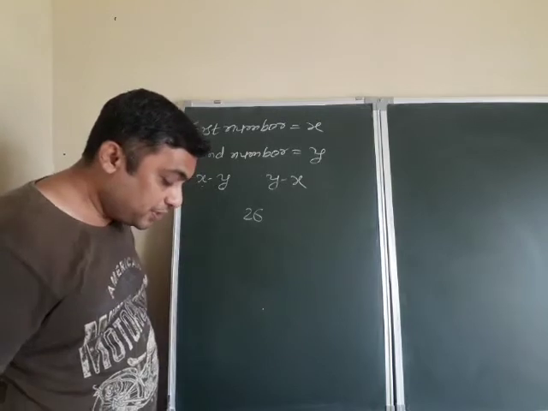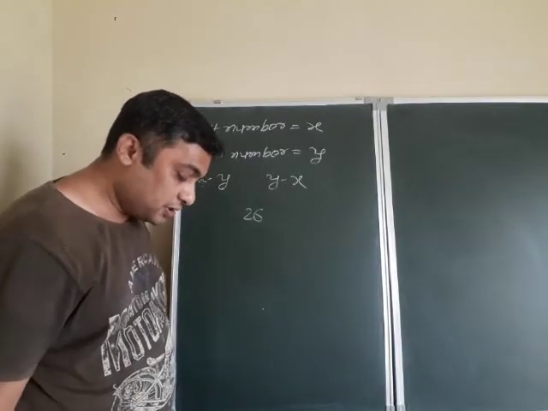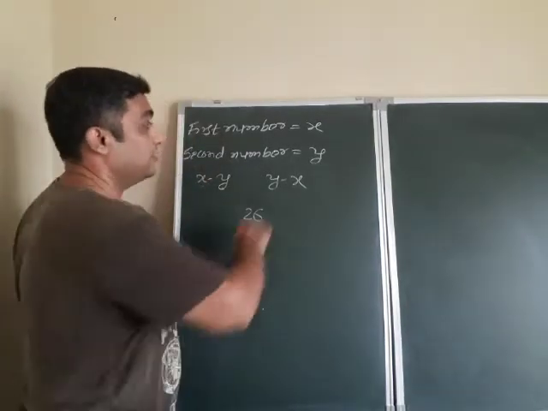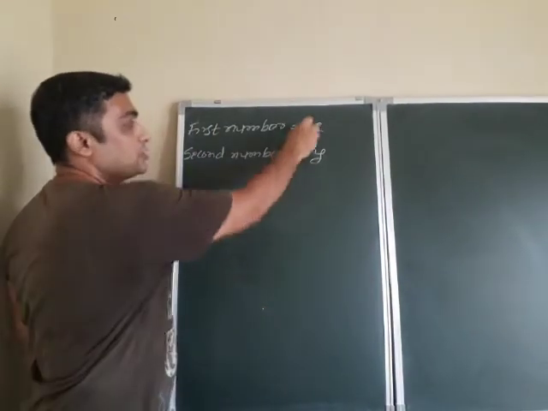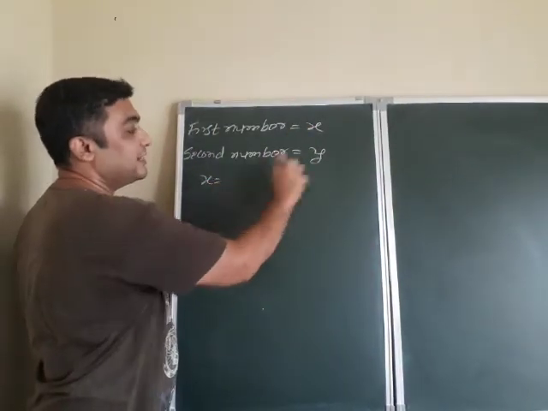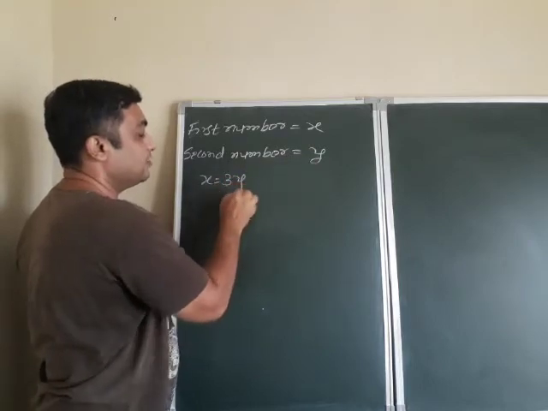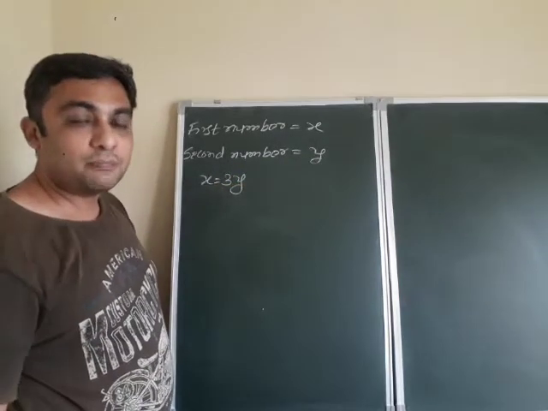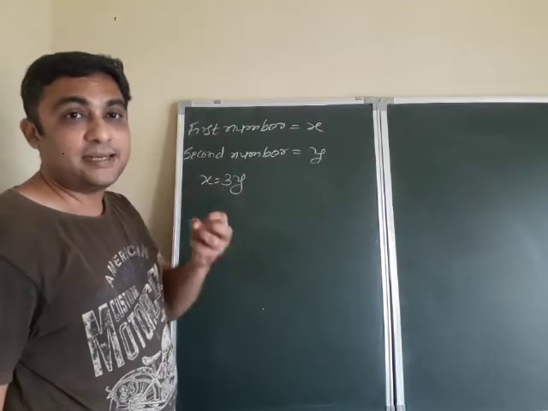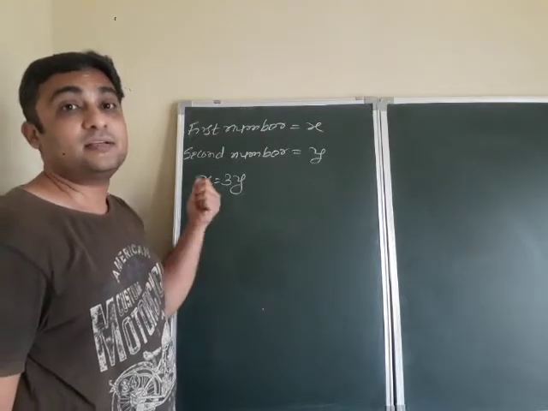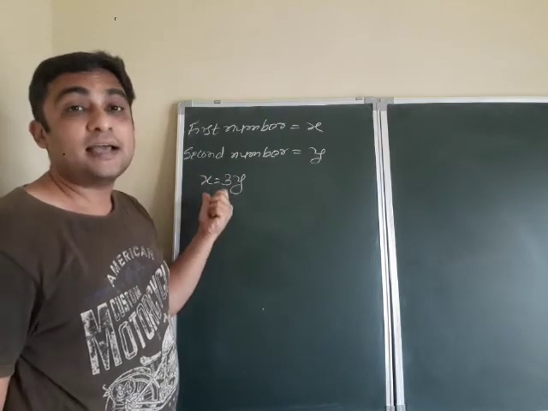See, the difference between two numbers is 26 and one number is 3 times the other. So first we want to write this one number. Suppose I say x, that is 3 times the other. So x is equal to 3y. Of course, which number is greater here? Naturally x is greater, because when y is multiplied by 3, it creates x. So x is higher than y.